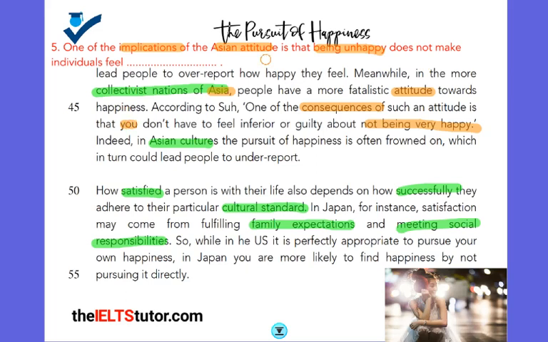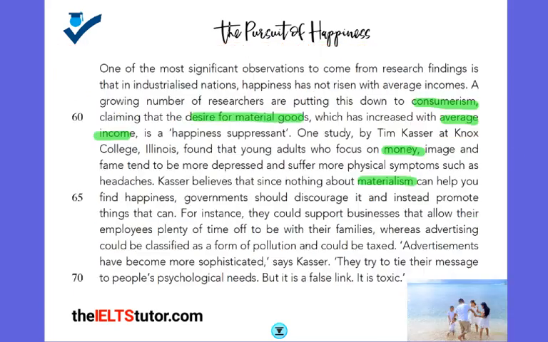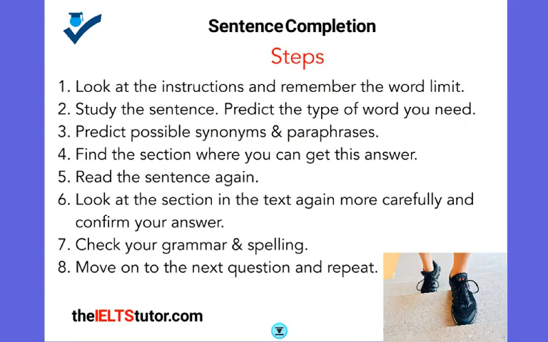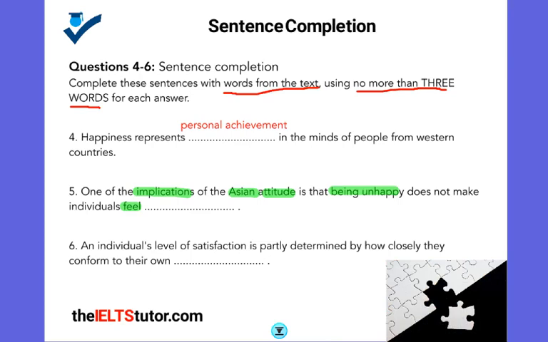Okay, so one of the consequences is that being unhappy doesn't make people feel what? Doesn't make people feel guilty or inferior. So we've got here feel, which matches this one here. So it does not make people feel inferior or guilty about not being very happy. Okay, so the answer should be inferior or guilty. 3 words, no more. Okay, so if you've got the answer right, good, well done. Let's just go back to the answer and put it here correctly.